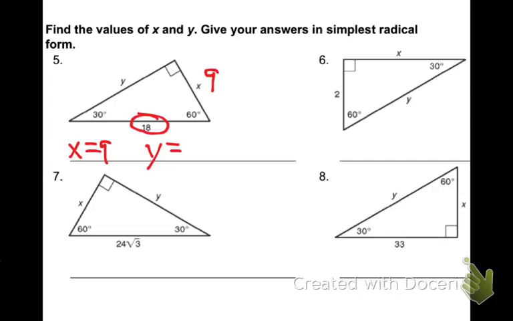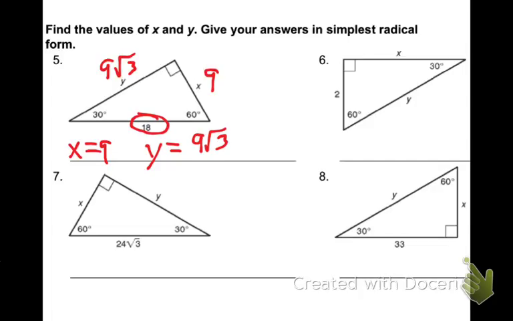18. Wait. Oh, 9 to 3? 9 square root of 3. Okay? So this one would be 9 square root of 3. And again, why is that? Because it all stems from the smaller side. It all stems from the smaller one. Okay, good work, sir. All right, number 6.